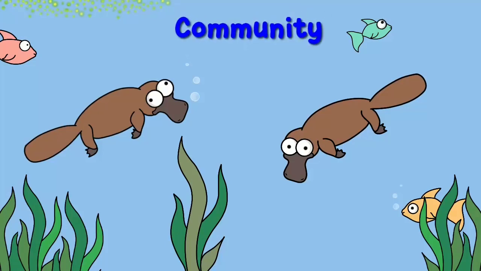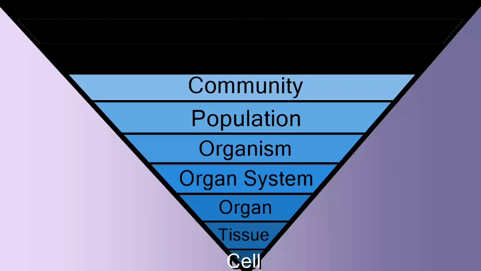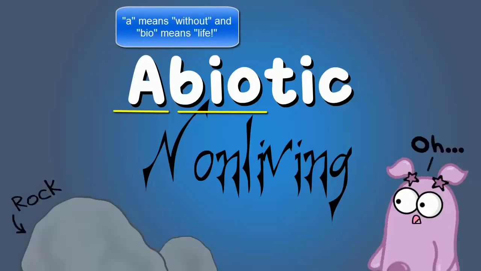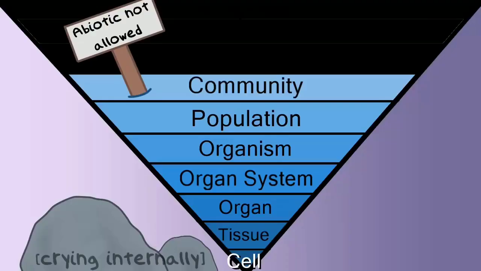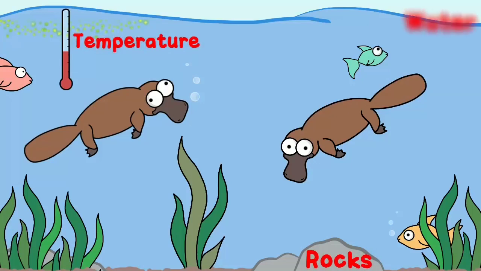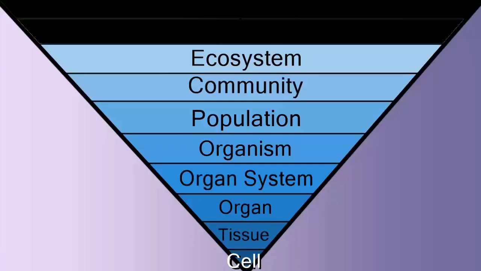A community includes many populations, but it does not include abiotic factors. Abiotic factors are factors that are non-living, like rocks. Abiotic factors are not considered in the community level, just biotic factors. Biotic factors, on the other hand, are living. When abiotic factors are considered, such as the rocks, the temperature of this environment, the water, and the biotic factors, such as all the organisms we mentioned before, we now have an ecosystem.